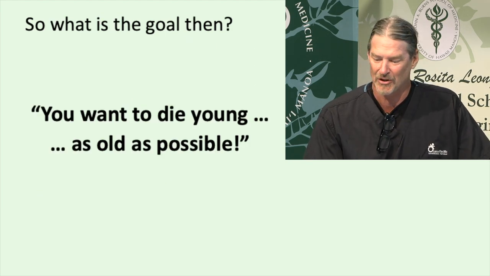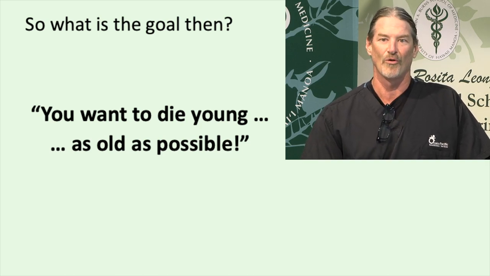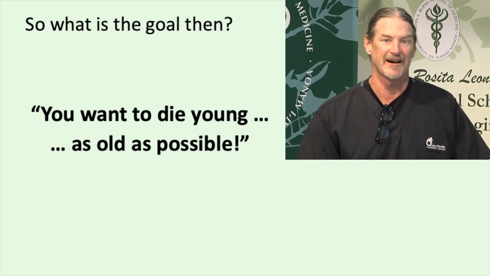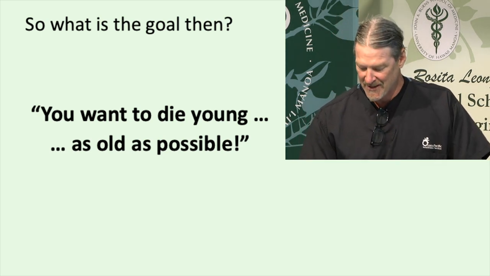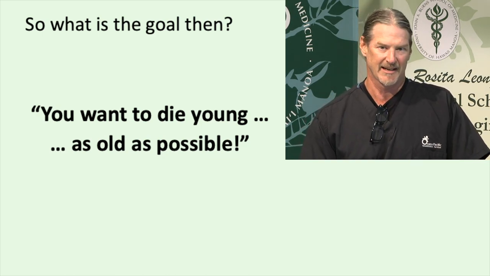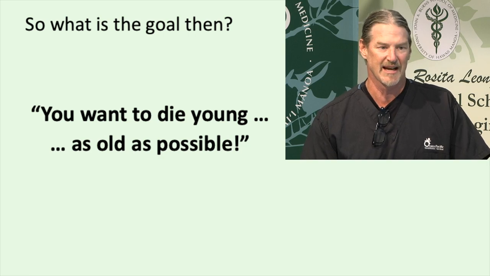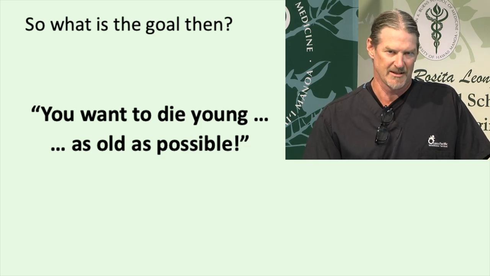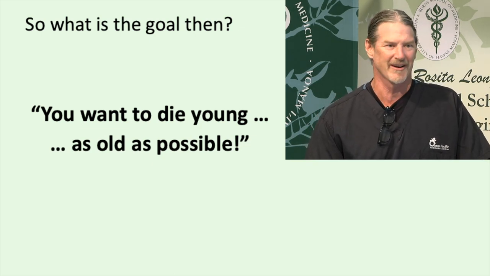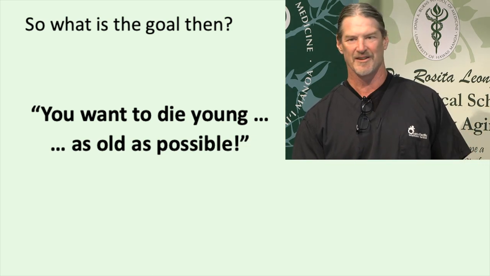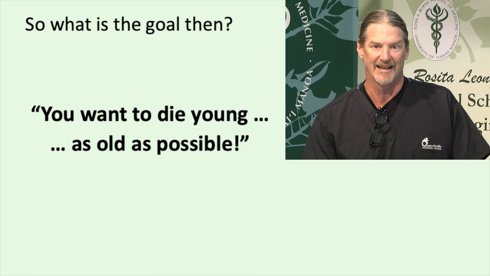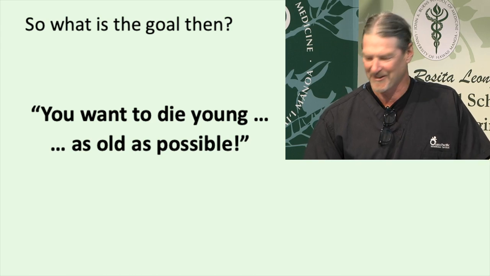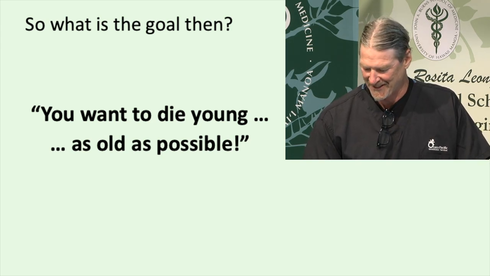So what's the goal then? The goal is you want to die young, as old as possible, okay? And we're going to talk about how we define fitness and then what we can do to do that. I have to tell you, I work out regularly, usually at 6 a.m. at the Windward YMCA, and I'm 55 years old, for the record, and I'm probably the youngest person working out between 6 and 7:30. All the people in the gym are in their 70s and 80s, and they're living wanting to die young, as old as possible. So it can be done, and it's being done.